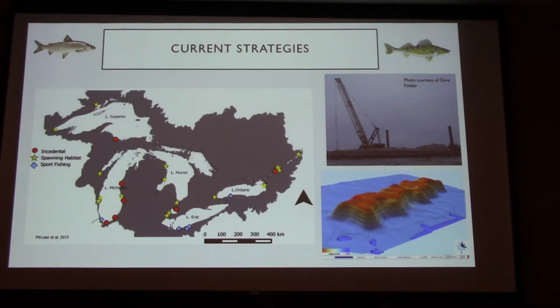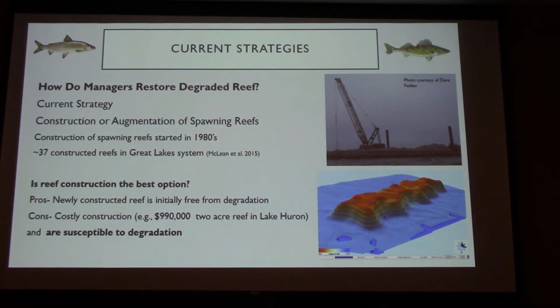And these constructed reefs are in all of the Great Lakes. There are 3 here in Ontario. They go all the way from the St. Lawrence up into Lake Superior. But are these the best option? So initially, these structures are free of any type of degradation, right? They have great interstitial spaces, but the issue is that they can be costly. So for example, that reef right there costs about $1 million for 2 acres of habitat. But the main issue is that they're still susceptible down the line. So after 10 years, they can still have infilling from sediments. If we have another invasive species, like something like a quagga mussel that we haven't had yet, they can colonize those structures as well.